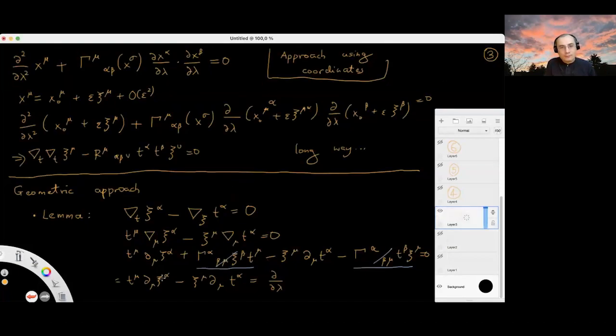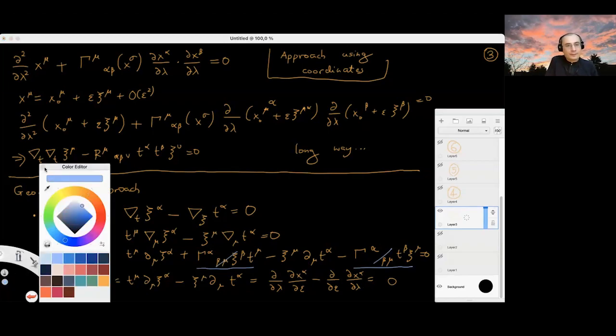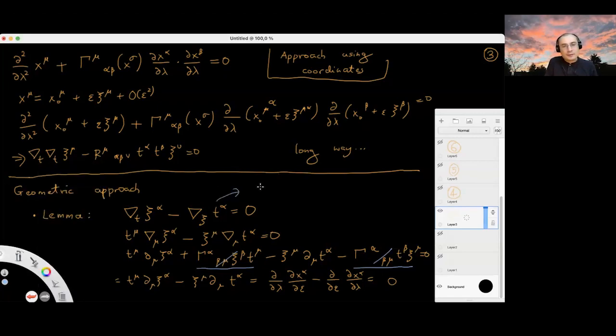Of what is xi mu? Well, xi mu is dx alpha over d epsilon. And the other term, that's the derivative with respect to epsilon of the tangent vector coordinates, and that's basically dx alpha over d lambda. And this is zero because the partial derivatives always commute. So this thing over here just amounts to the statement that the partial derivatives with respect to epsilon and lambda commute. It's a rather convoluted way of writing that, but rather simple. Okay. Any questions to this proof?